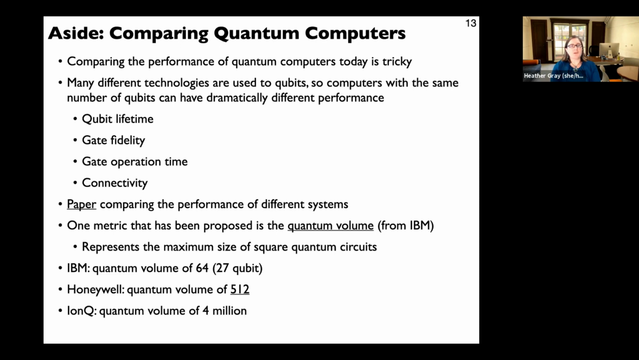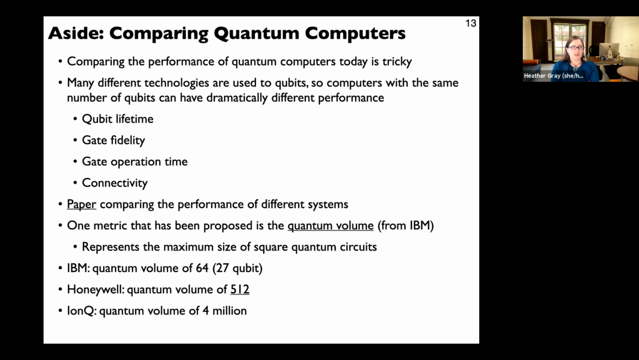And I've linked, for example, one paper talking about a research project that was done to compare the performance of two different systems. One of the metrics that gets talked about is known as the quantum volume. It's actually one that came from IBM. It depends mostly on the speed of the execution and the error rate. It represents the maximum size of square quantum circuits that can be run. That's one of the reasons why people debate whether this is the best metric to use, because in reality, not all the circuits that we might want to execute on a quantum computer are square. So this is maybe not necessarily the best way to do it, but it's a metric that we have.